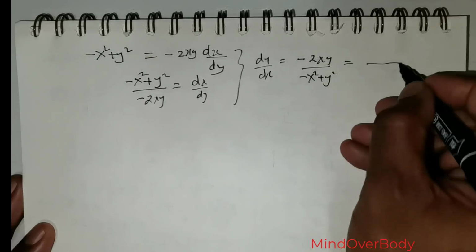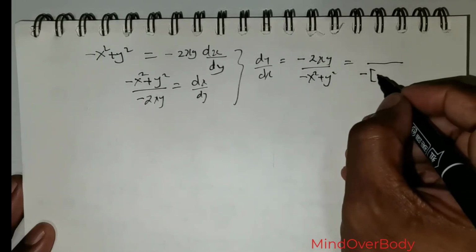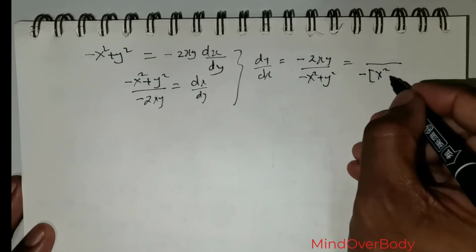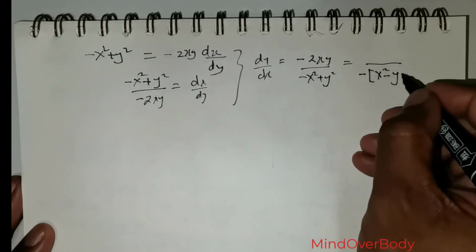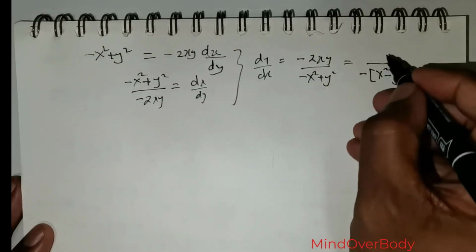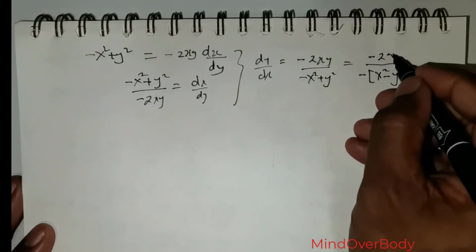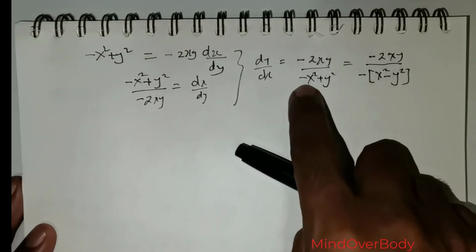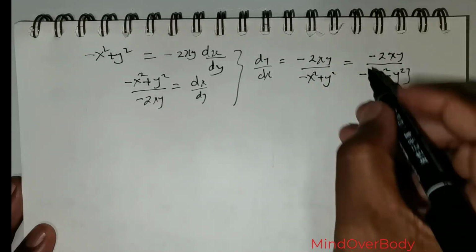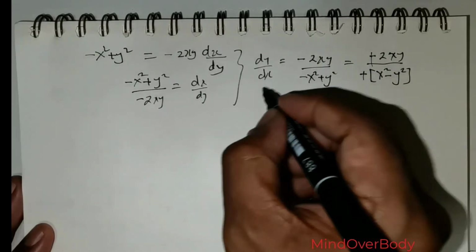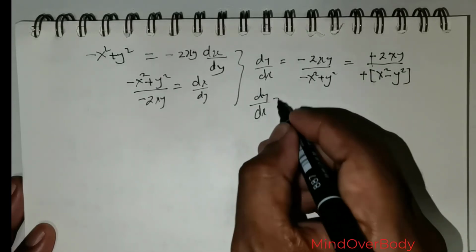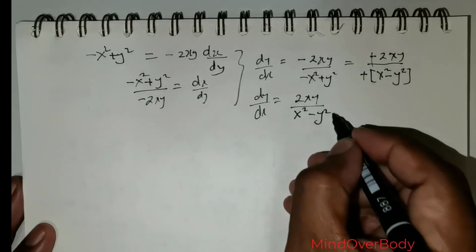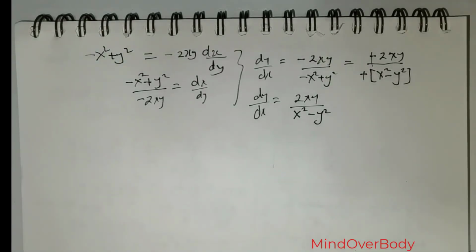Now I want to get rid of this negative sign here, so I'm going to take a negative sign out and rewrite this as x squared followed by negative y squared. So this is what I get, and I got a negative 2 times xy in the numerator. So this is fine. Negative times positive is negative, negative times negative is positive, so this one is going to be positive. So you got dy over dx is equal to 2xy divided by x squared negative y squared. Now you have to solve this.